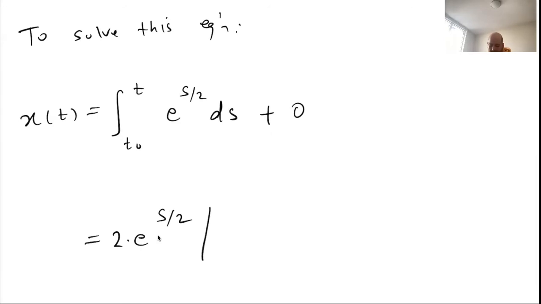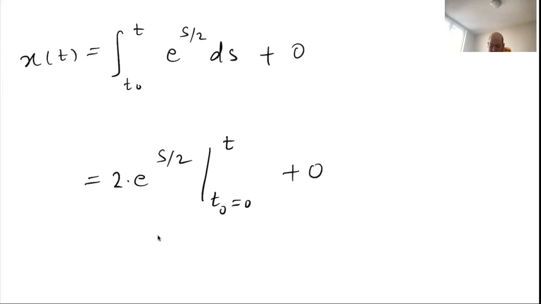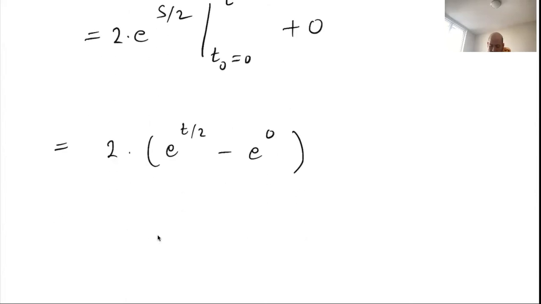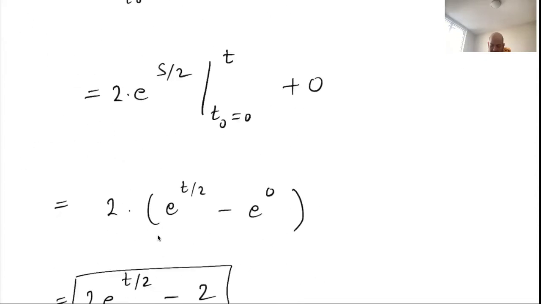And then I need to calculate this between t0, which is 0 here, to t. So this is going to be 2 times e to power t half minus e to power 0. And this is 2 e to power t half minus 2. This is x of t.